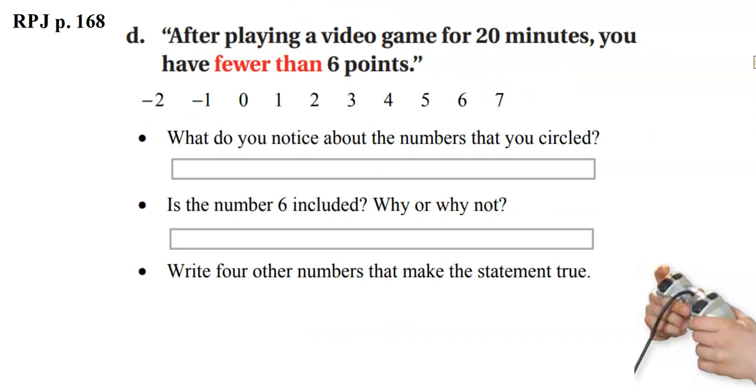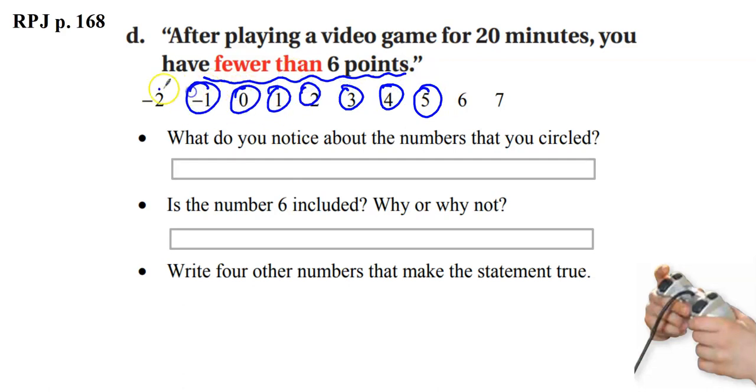Okay, I think this is the last one. After playing a video game for 20 minutes, you have fewer than 6 points. So, fewer than 6. Well, if it's fewer than 6, that's less than 6. So I can't circle 6. So I'm going to circle this. And maybe negative points don't necessarily make sense, but all of these numbers would make the statement true. And then pause the video and answer the other 3 questions.